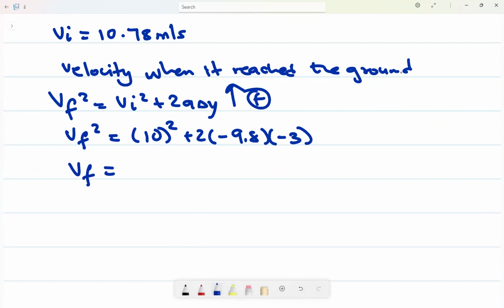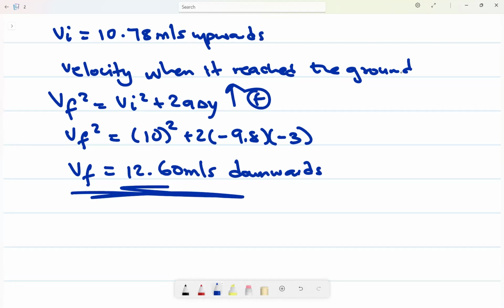I get a final velocity of how much? 10 squared plus 2 into negative 9.8 multiplied by negative 3. I get a number of 12.60 meters per second. Remember, this is down. This is moving downwards. Okay, this was moving upwards.